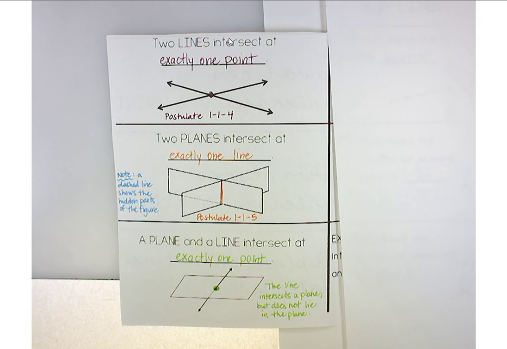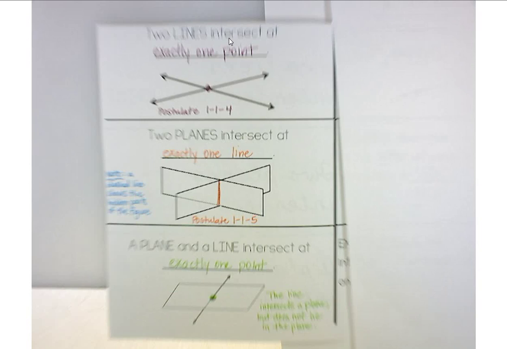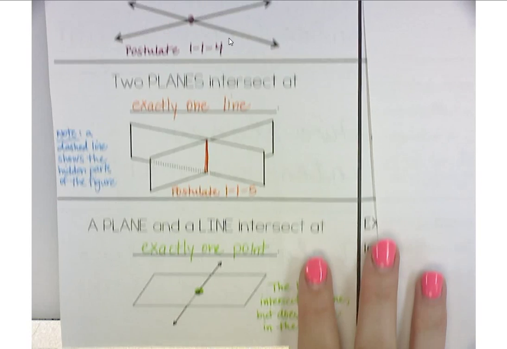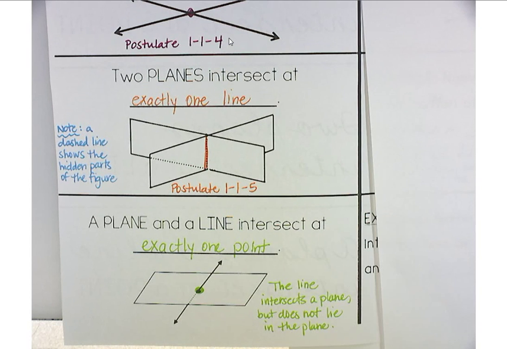2 planes are going to intersect at exactly 1 line. And then I highlighted that line where they intersect. So you can either use a highlighter, you can circle it if you just have a pencil. And then that also is a special postulate in your book, and that postulate is 1-1-5.